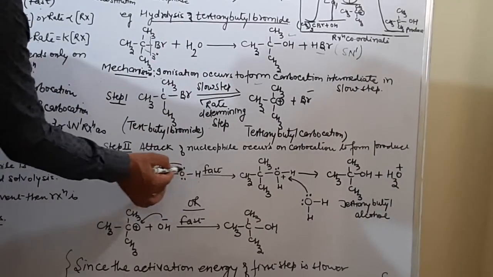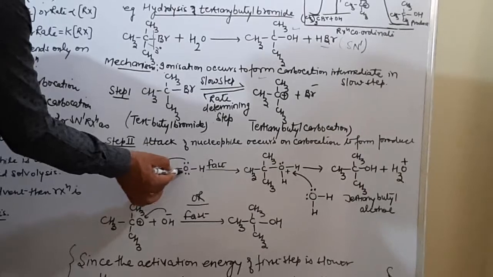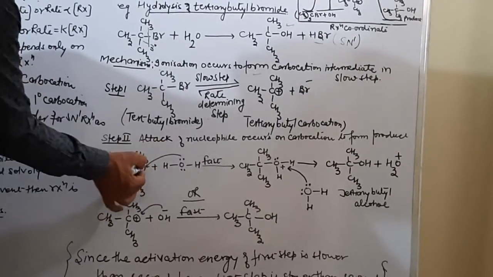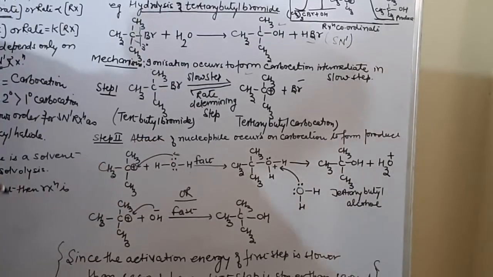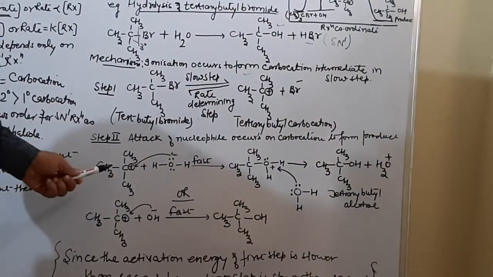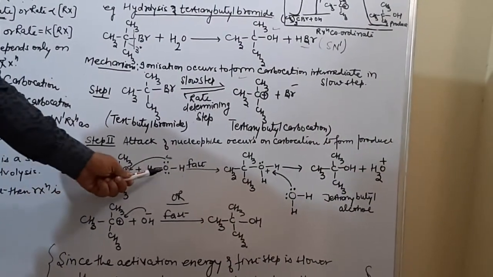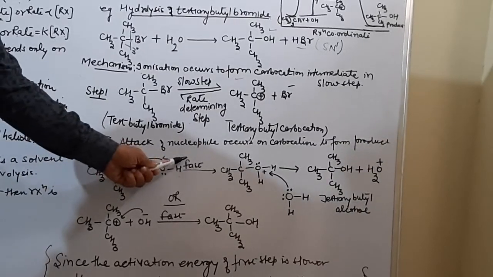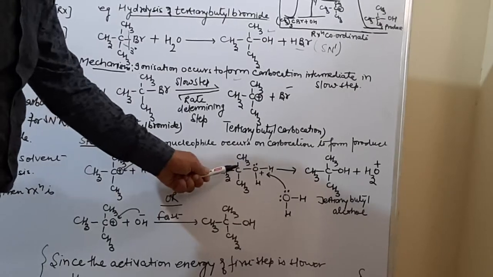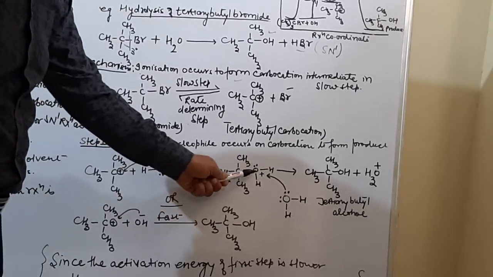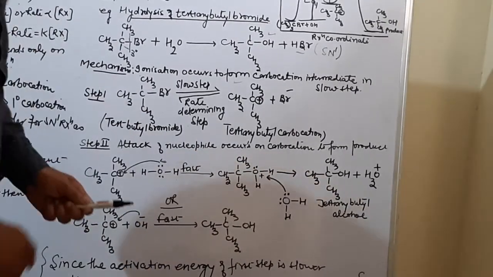H2O. Now in the water molecule, oxygen has a lone pair of electrons. So the attack will occur through this oxygen, because it will act as a nucleophile, and when this 3 degree carbocation is attacked by this nucleophile, it will result in the formation of (CH3)3C with the water molecule attached to it over here.